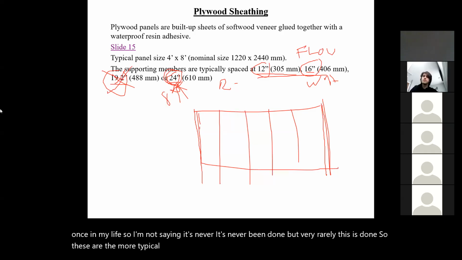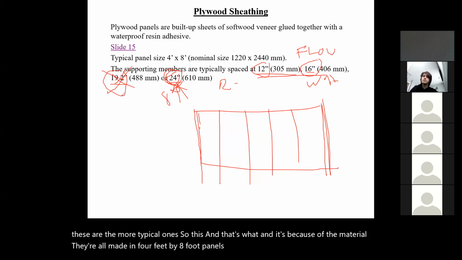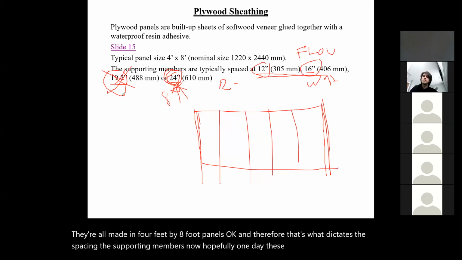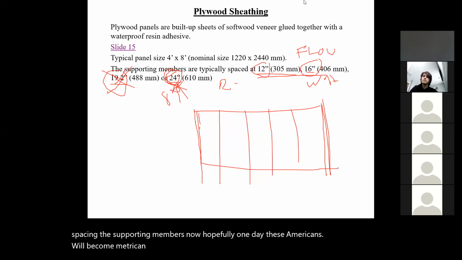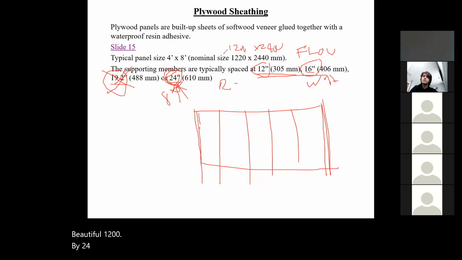And that's because of the sheeting material. They're all made in 4 feet by 8 foot panels, and therefore that's what dictates the spacing of the supporting members. Now, hopefully one day these Americans will become metric, and we will go to a beautiful 1200 by 2400 sheet of plywood, and therefore the spacing will be 300, 400, and 600.